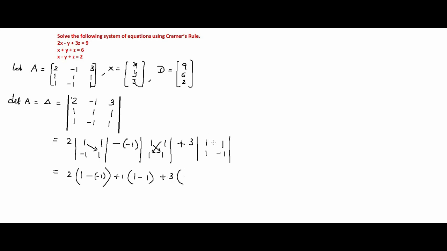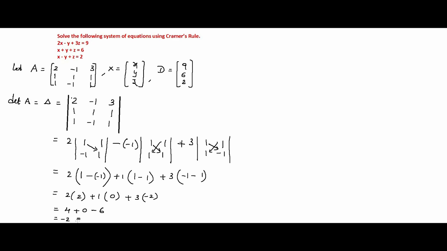Same way here again, determinant of ABCD is AD, 1 into minus 1 is minus 1, minus BC, 1 into 1 is 1. So we have 2. 1 minus of minus 1 is 1 plus 1, 2. Plus 1 into 1 minus 1 will be 0. 3 into minus 1 minus 1 will be minus 2. So 2 into 2 is 4 plus 1 into 0. 3 into minus 2 is minus 6. 4 minus 6 is minus 2.